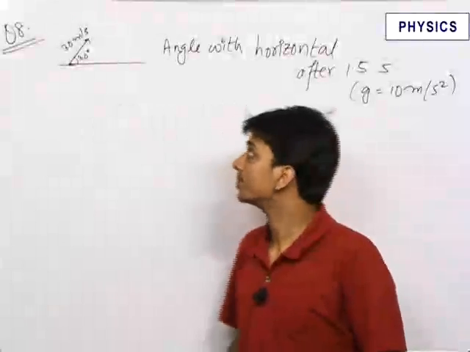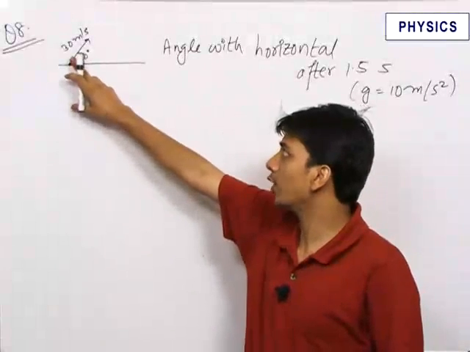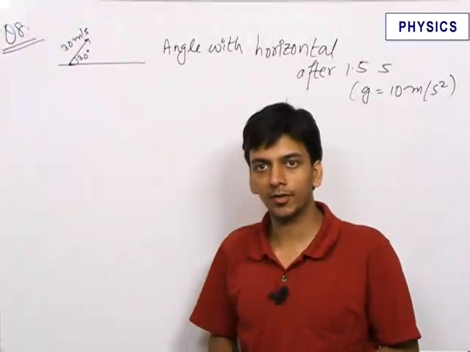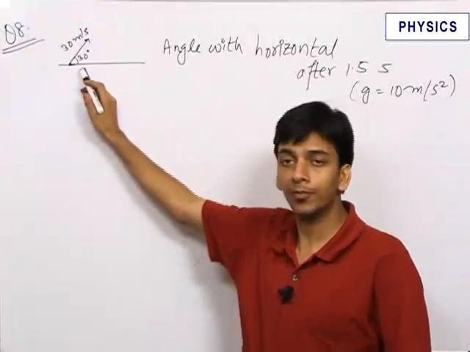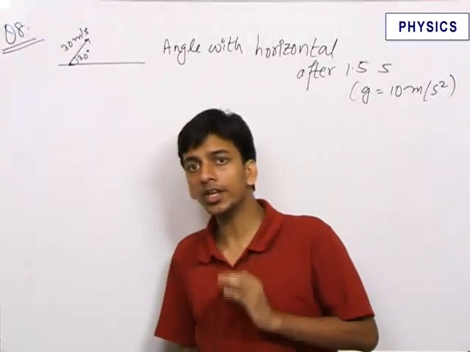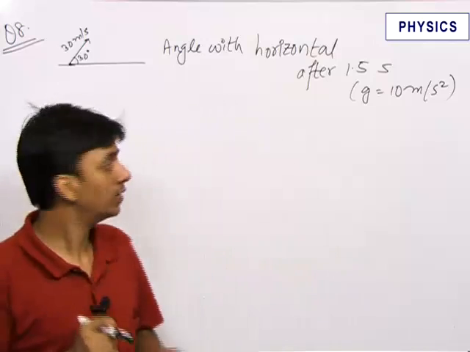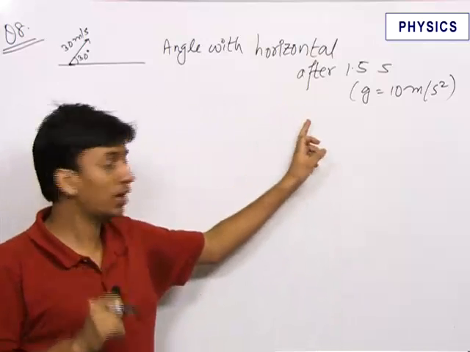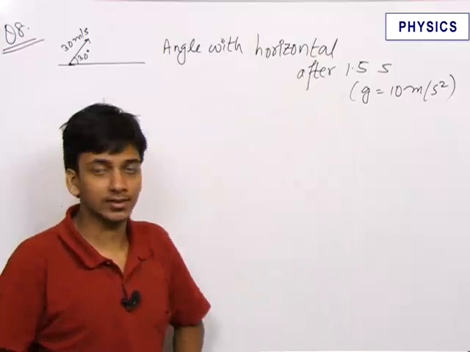In this question, we have been given the initial velocity of projection to be 30 meters per second for the projectile. The initial angle of projection is 30 degrees, and you need to find out the angle with the horizontal that the velocity vector makes after 1.5 seconds.